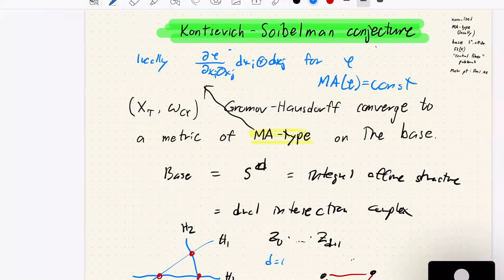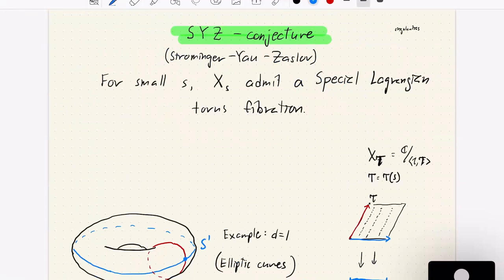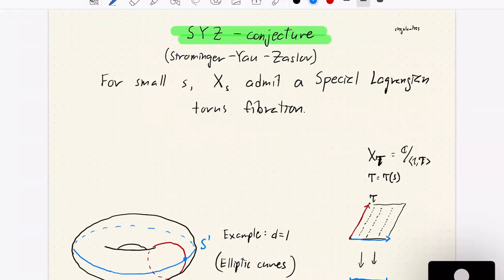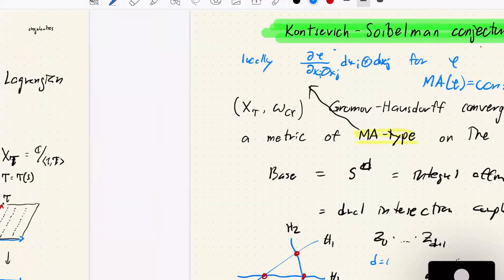One more thing I should mention with respect to this conjecture about these fibrations is that it's expected that there will be singular fibers in these fibrations. So in the very strongest form of this conjecture, you want a special Lagrangian torus fibration on perhaps a codimension two subset or so. So this is really the motivation.